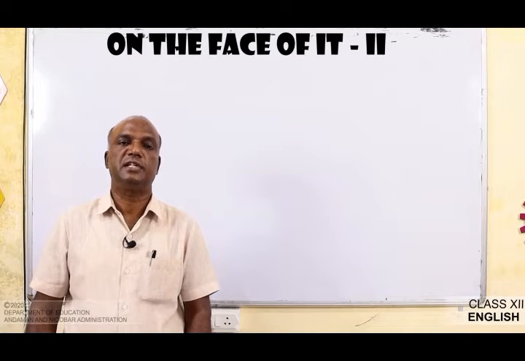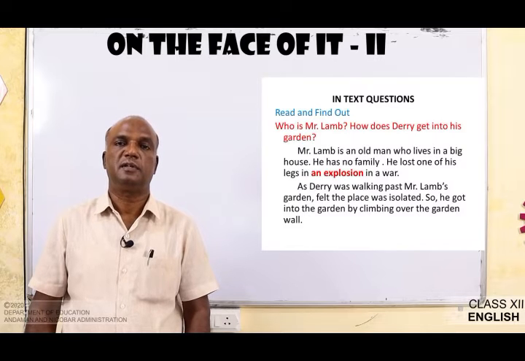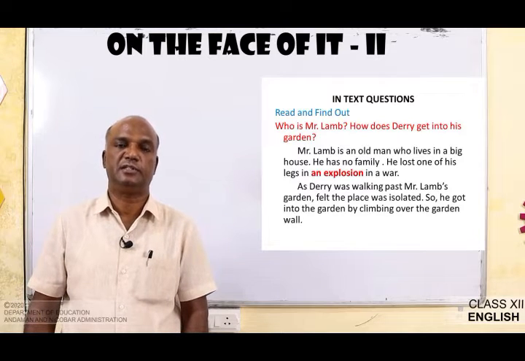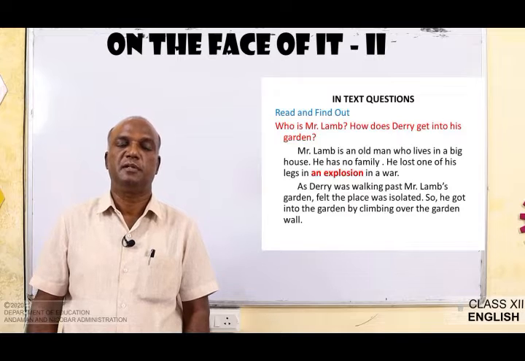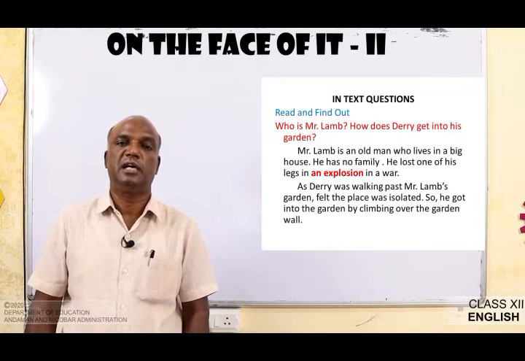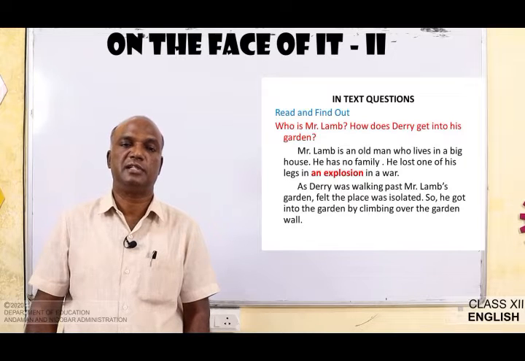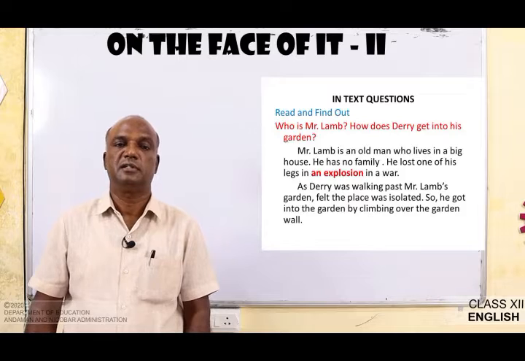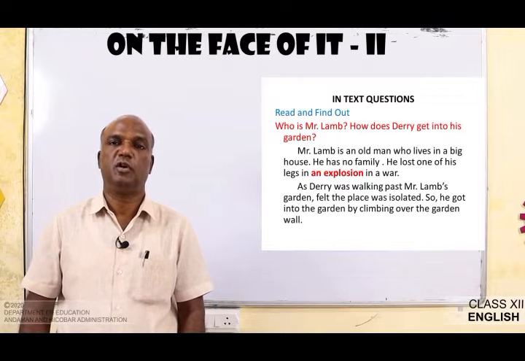Your textbook says read and find out. The first question is, who is Mr. Lamb? How does Derry get into his garden? Two questions are there. It's very simple. Everyone can answer. Who is Mr. Lamb? Mr. Lamb is an old man who lives in a big house. He has no family. He lost one of his legs in an explosion in a war.